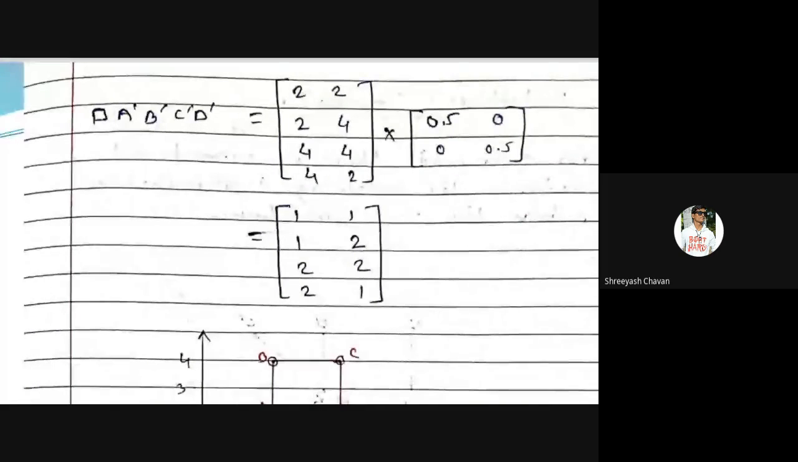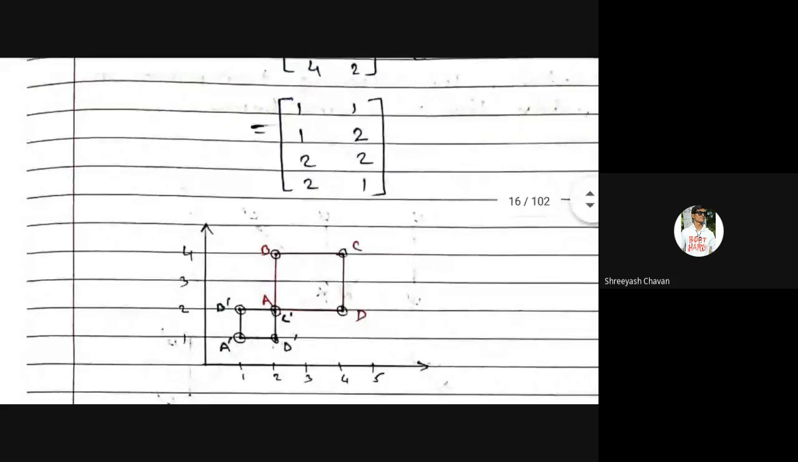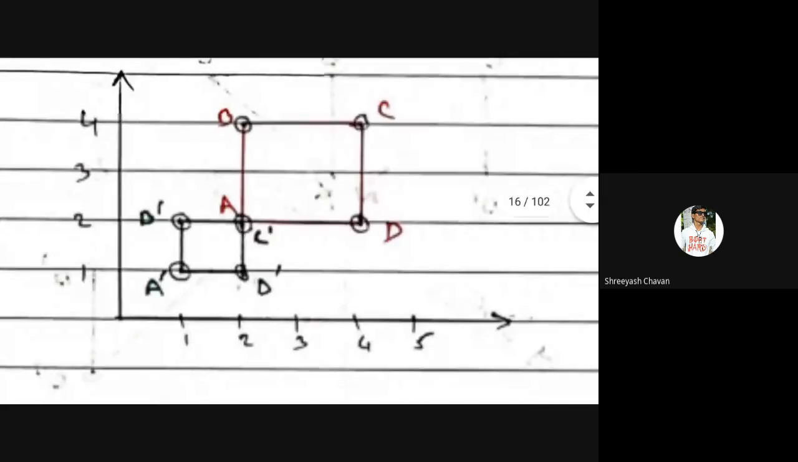In this problem the value is reduced. The scaling factor is less than 1, because the scaling factor is 0.5 and 0.5. Due to that our rectangle is reduced. This is also one type of scaling.